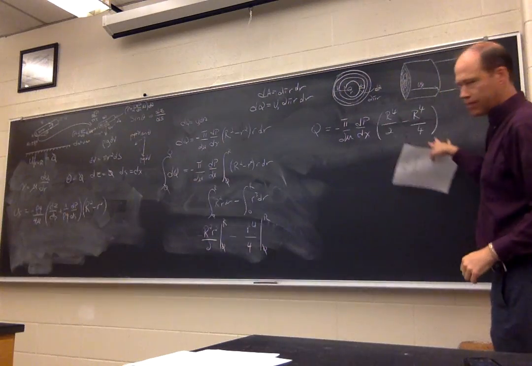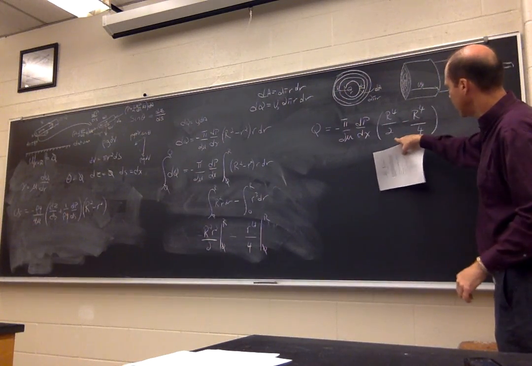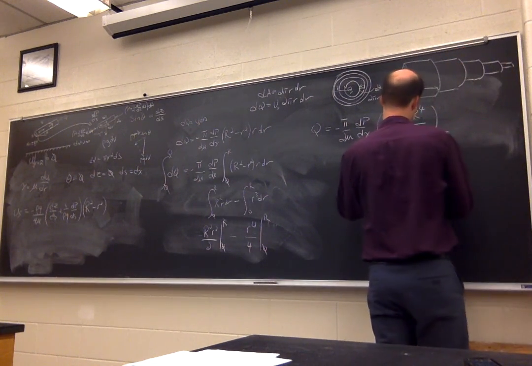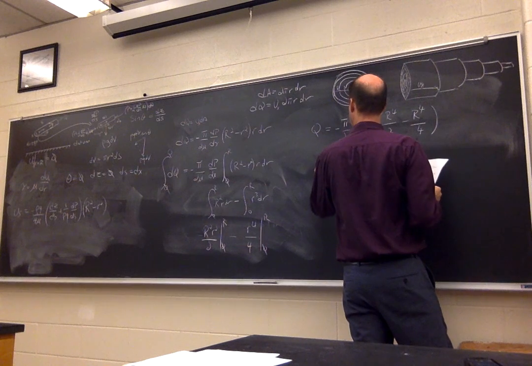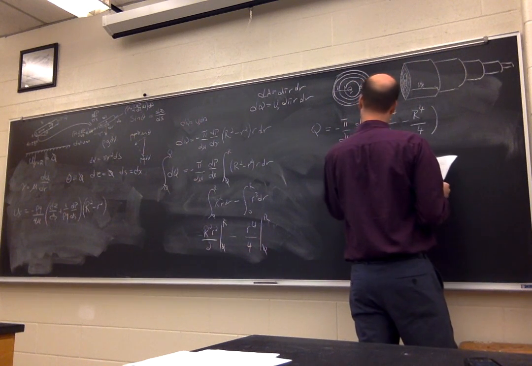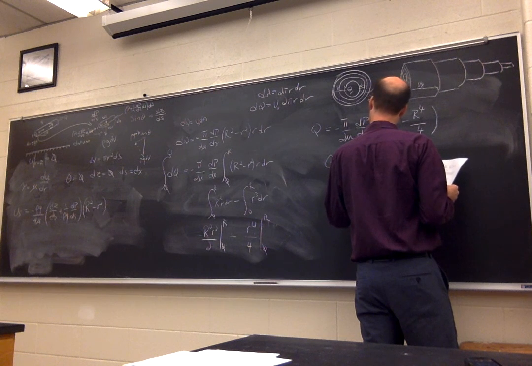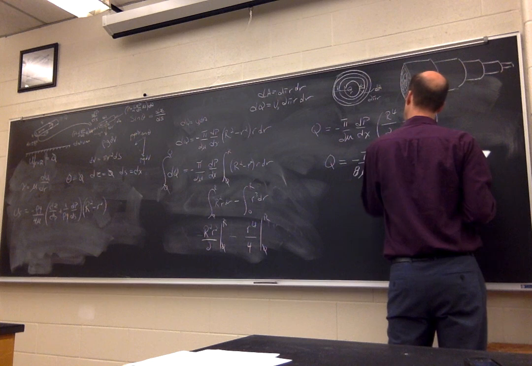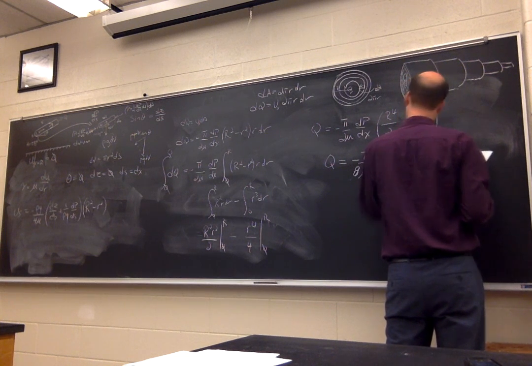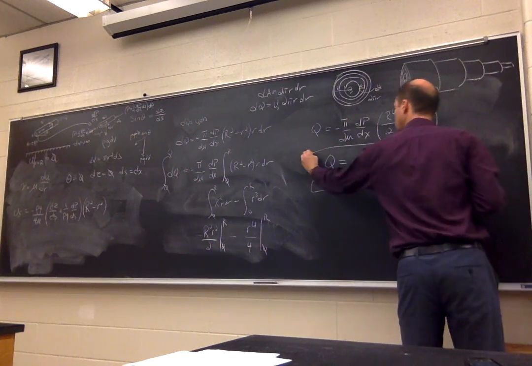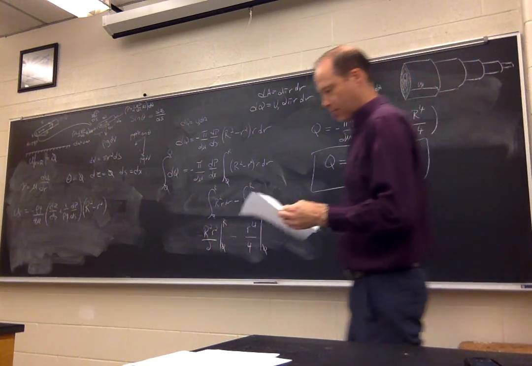And in order to make the denominators the same, what I need to have is the following. That the discharge is equal to minus pi over 8 mu times dp dx times R to the 4th. And that is the discharge in the pipe.